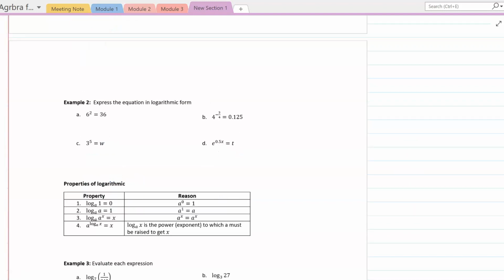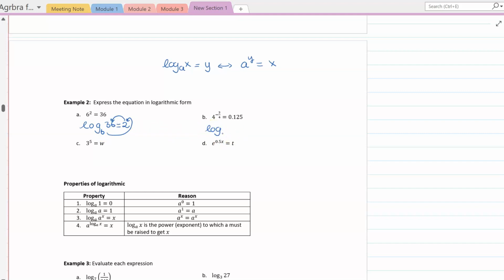Let's express the equation in logarithmic form. So remember, log base a of x equals y means a to the y is equal to x. So in this case, we're looking at log base z of 2 equals log base z of 36. Let's double check: z to the second equals 36.